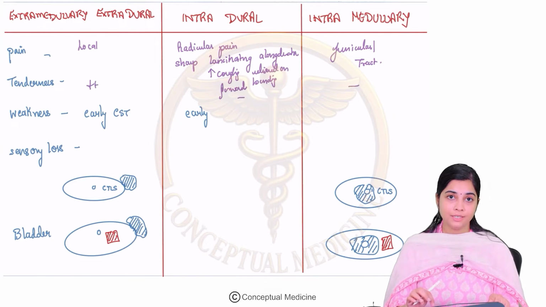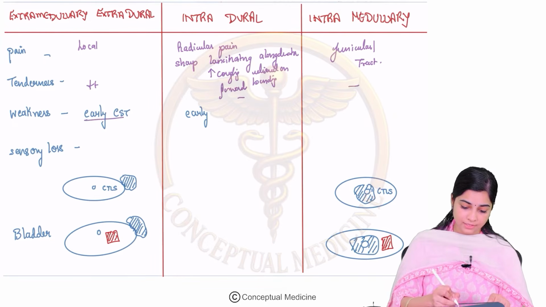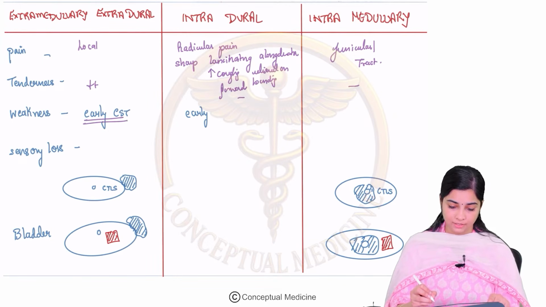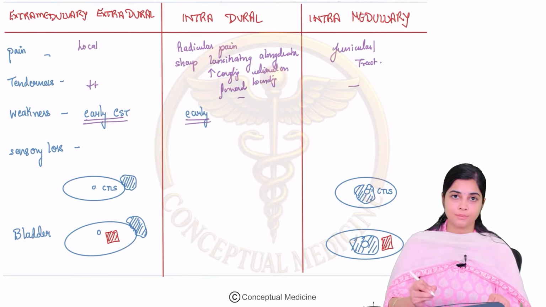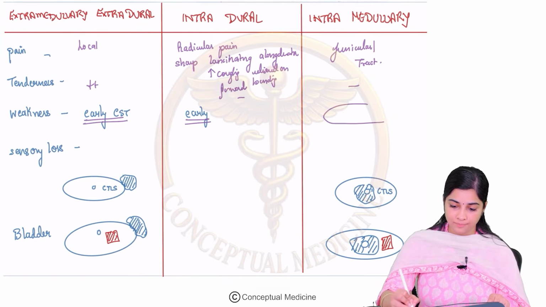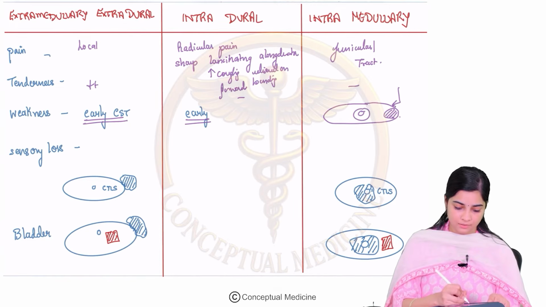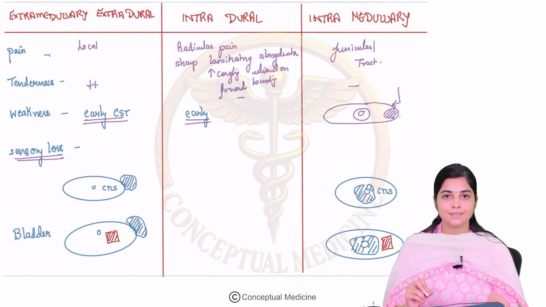Then extramedullary extradural lesion will have early corticospinal tract involvement, right? It is early in your extramedullary, extradural and intradural, but not in your intramedullary. Okay, fine. Why? Because the corticospinal tract is present here and compression will directly affect it, but not so in your intramedullary.